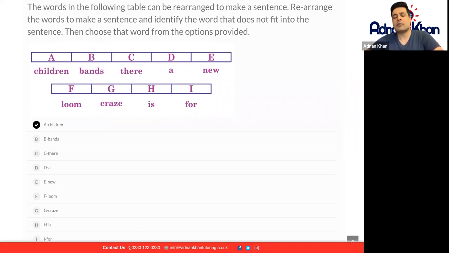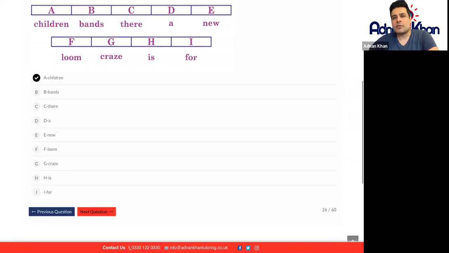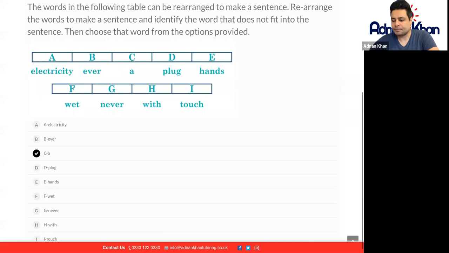Just in case you don't understand what loom bands are, they're like small, colorful bracelets that children used to wear around their wrist, and they became incredibly popular at one time. All right. So in this case, I would say that the correct answer is A. A, children, does not fit into the context of this particular sentence. So let's choose A and move on to the next question.